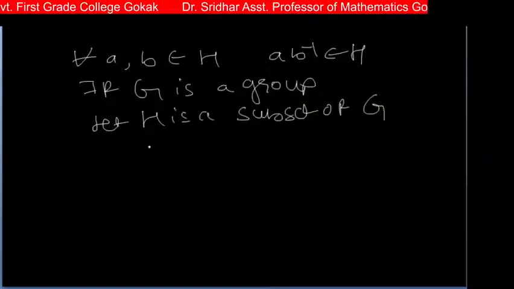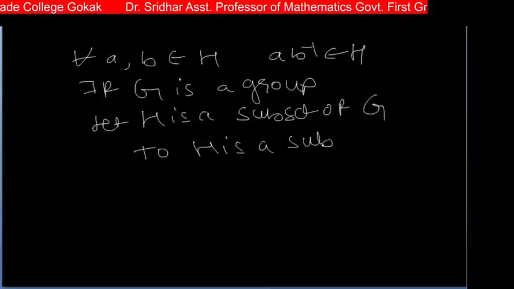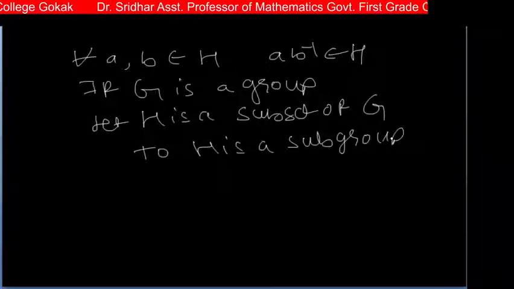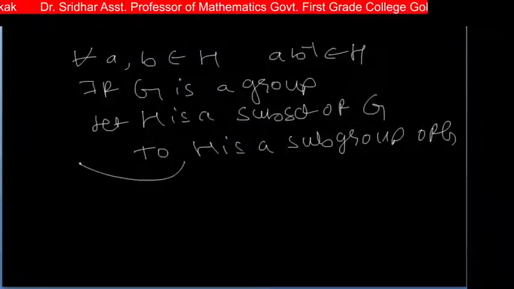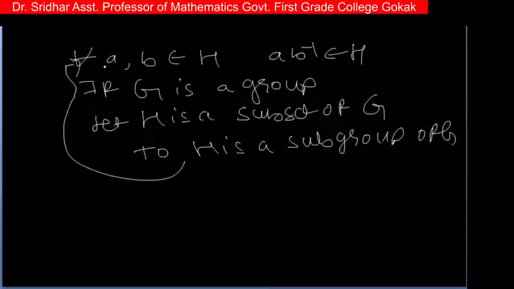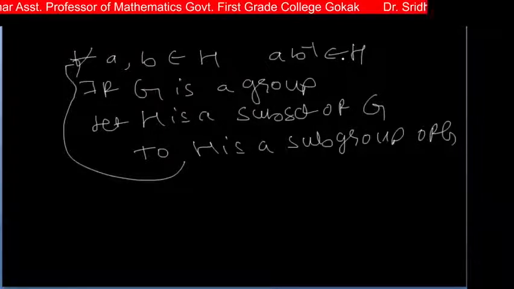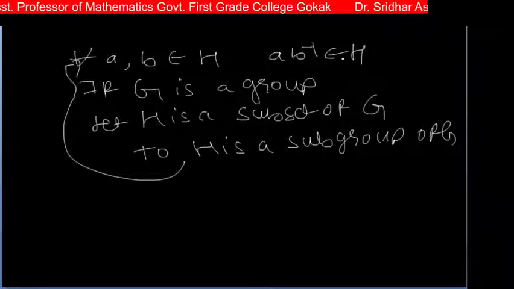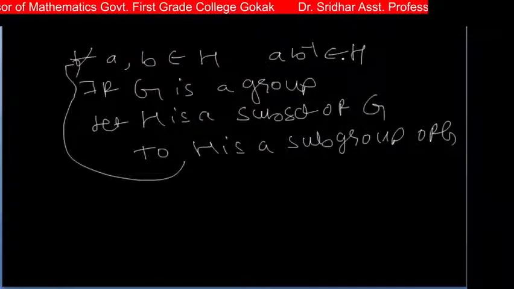Okay, so now to prove H is a subgroup of G, what do we have to show? We have to show this condition: for all a, b belongs to H, a b inverse belongs to H. This you should remember. So in this theorem we prove the same condition.